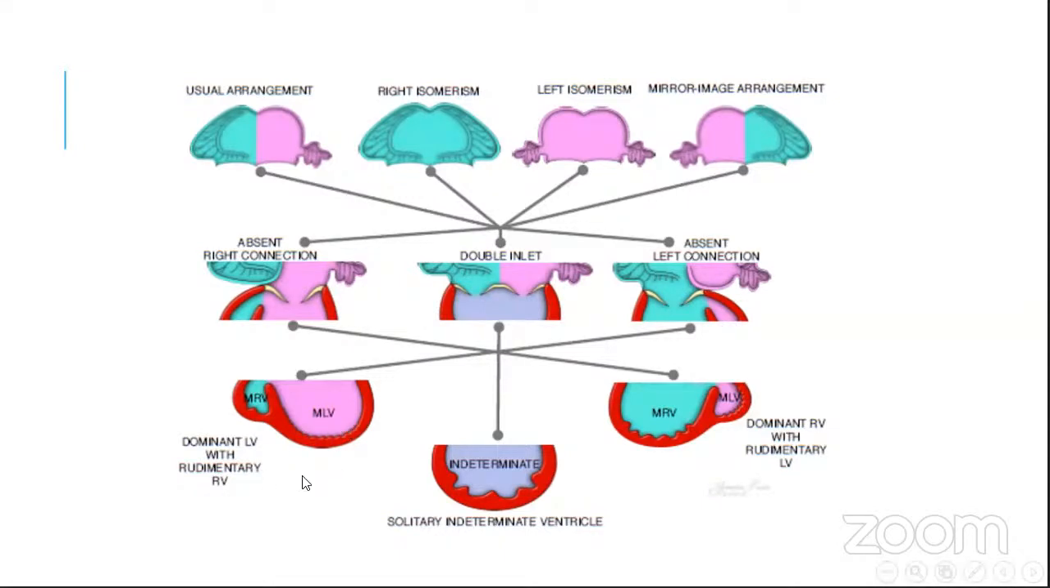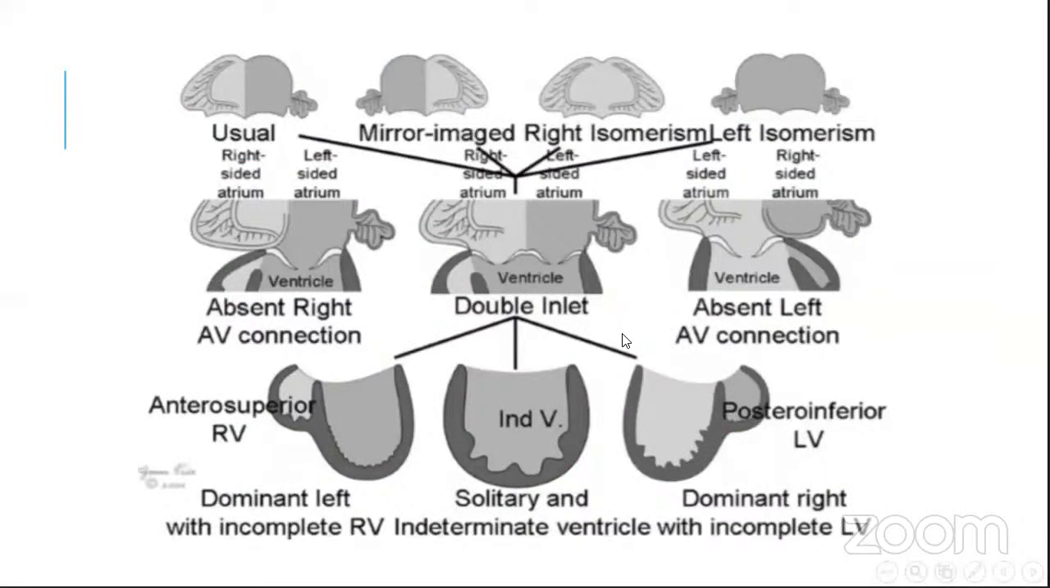So again, with more explanation, in the case of dominant left ventricle with incomplete right ventricle, we can find the right ventricle is anterior superior and hypoplastic. This is in the case of solitary indeterminate ventricle, where only one ventricular mass is connected to the atrial mass with atrioventricular junction. In the case of dominant right with incomplete LV, we can find the LV is hypoplastic, which lies posterior inferiorly to the RV.